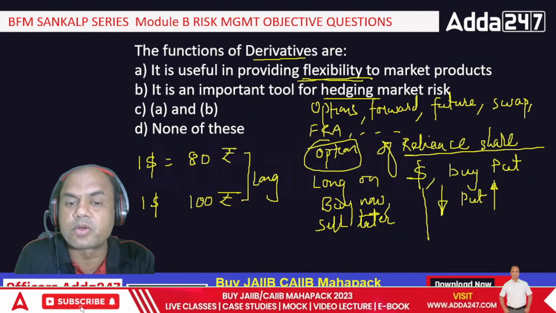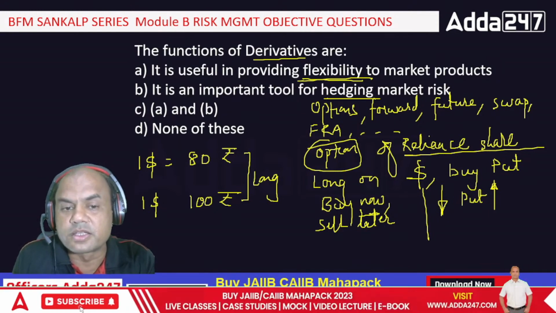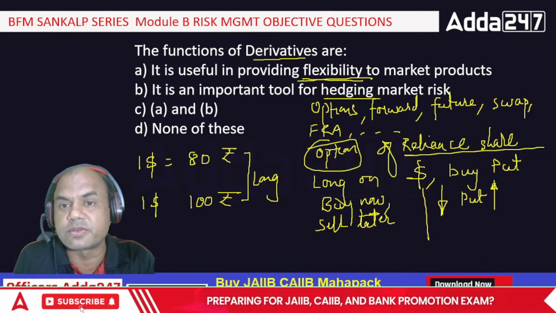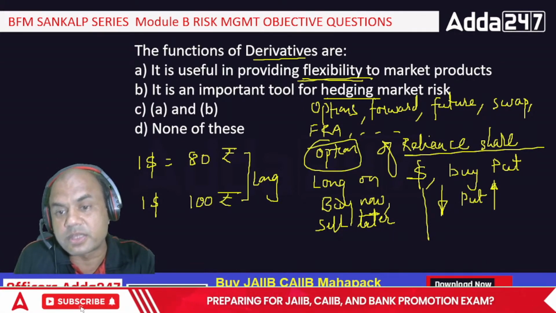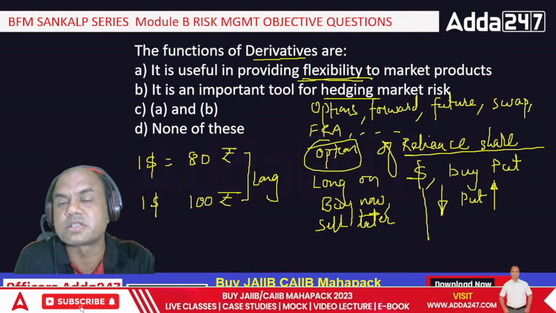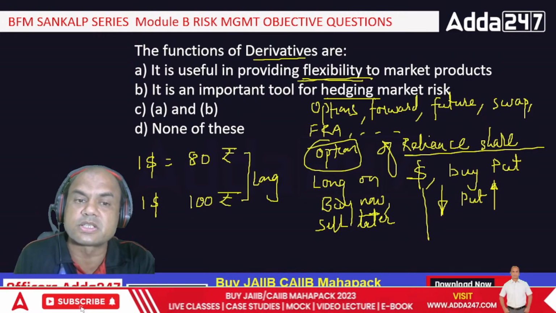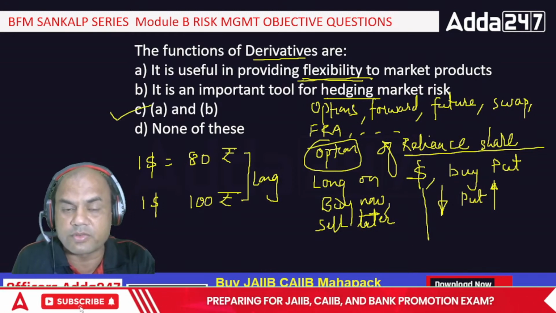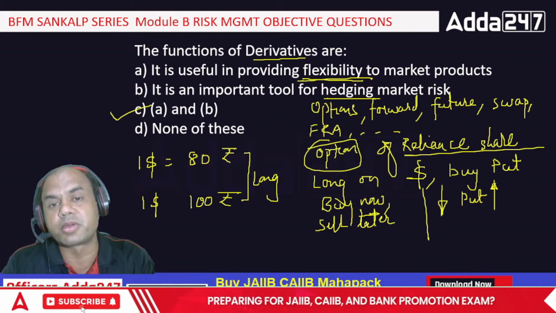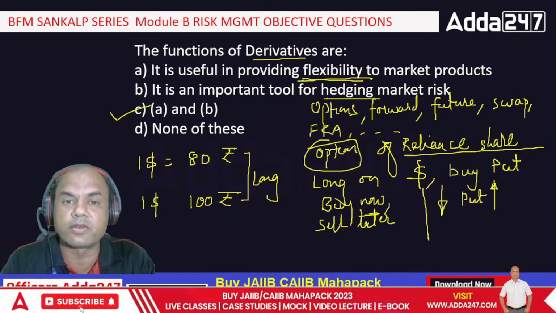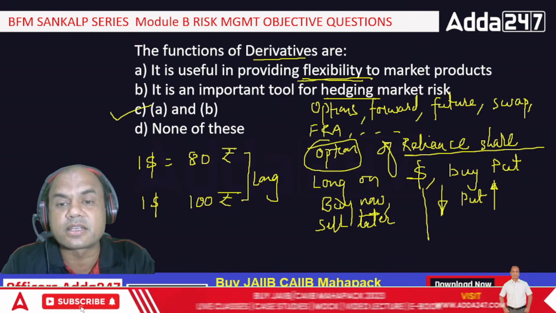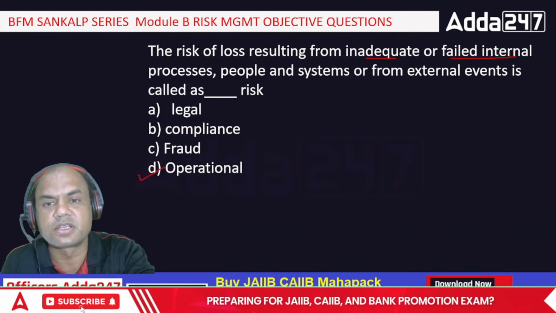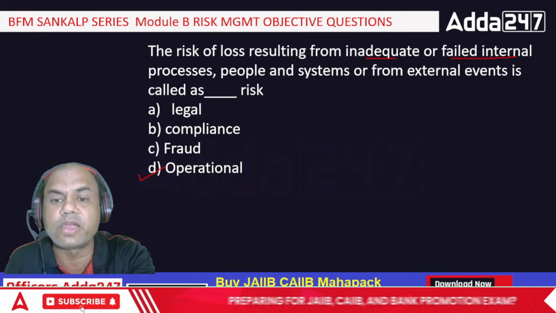But the problem over here is, if this dollar goes from 80 to below, let's say 70, then I'm at loss. For that I use this derivative position. For that I use this put position. So the answer over here is both A and B. Got it, everyone? Important point to remember: what is the use of derivative? It is for hedging the risk.